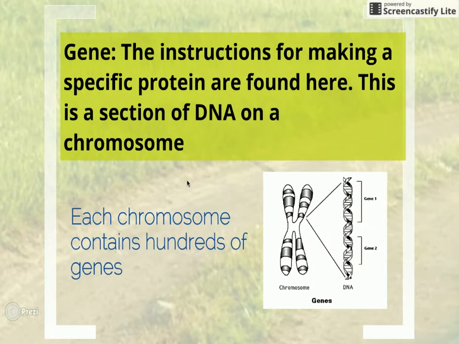So the instructions for making a specific protein are found on a gene. A gene is simply a section of DNA on a chromosome. Each chromosome contains hundreds of genes.